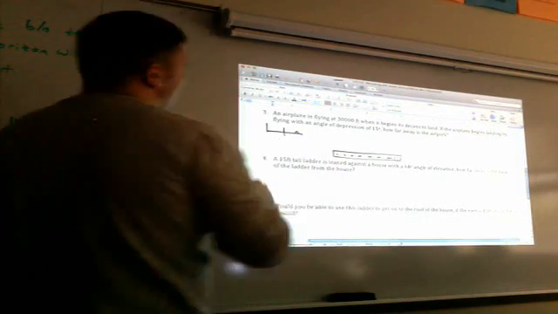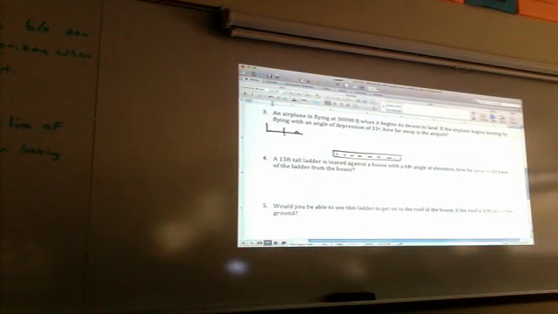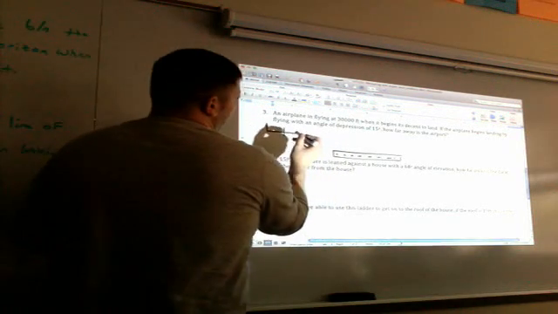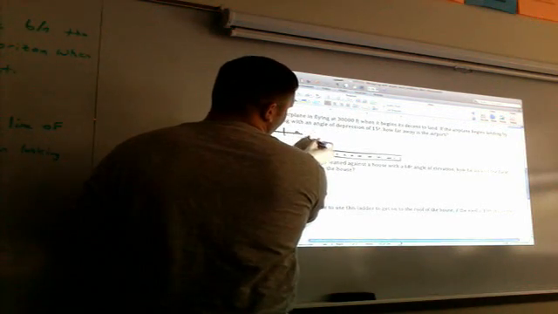All right. So an airplane is flying at 30,000 feet when it begins its descent to land. If the airplane begins landing by flying with an angle of depression of 15 degrees, how far away is the airport? So, angle of depression.